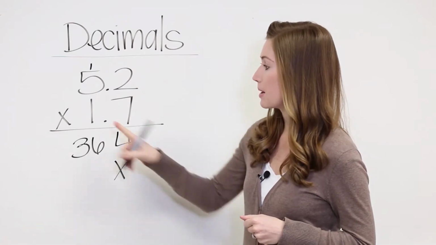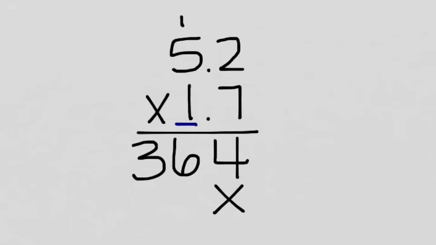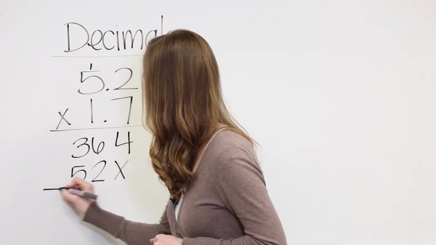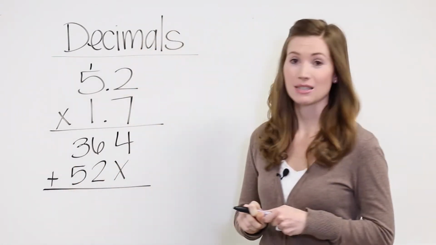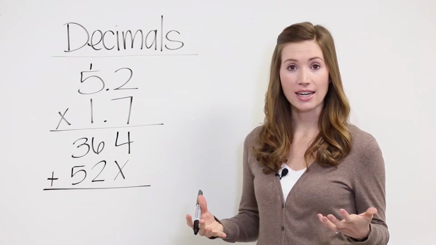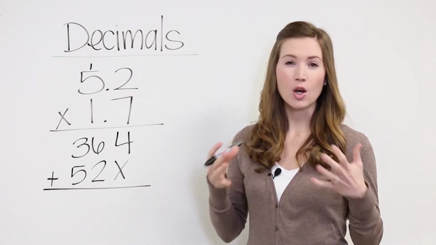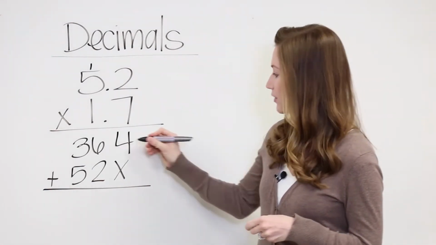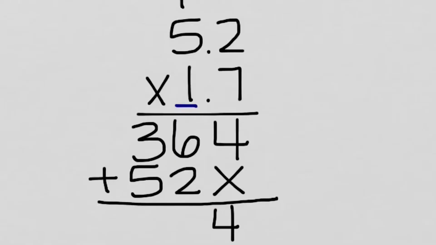Now we're going to multiply our top number by our ones place in our bottom number. 1 times 2 is 2. 1 times 5, that's easy, that's 5. Now the next step in multiplying decimals, just like multiplying multi-digit numbers, is to add these numbers so we can get our product. Now when we say product, we mean the quantity or total when we multiply two numbers. So let's go ahead and add. 4 plus nothing is 4. 6 plus 2 is 8. And 3 plus 5 is 8.